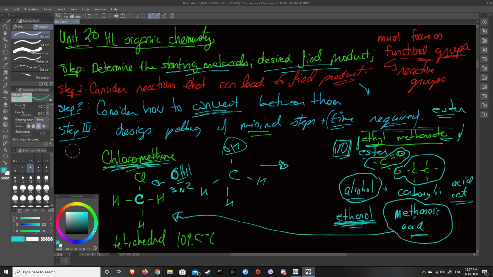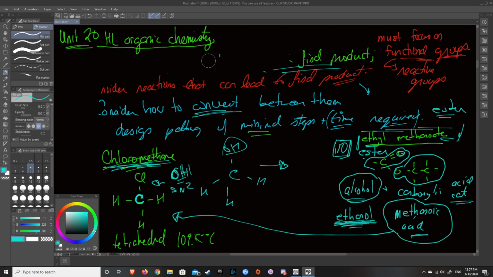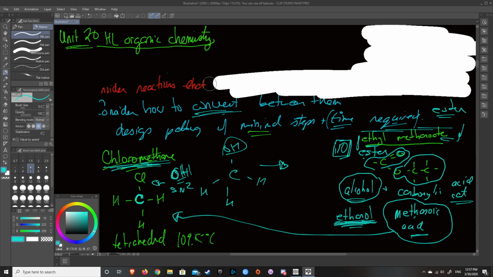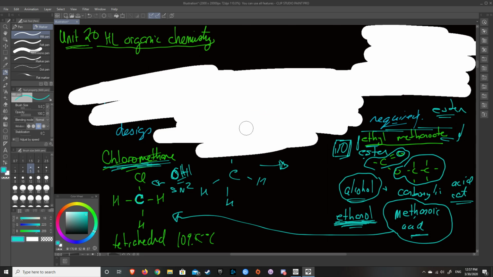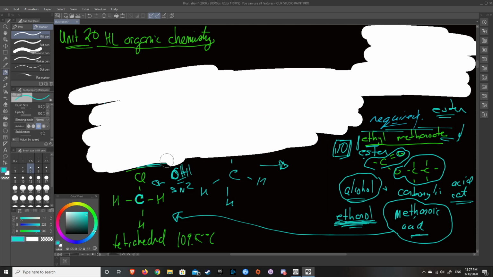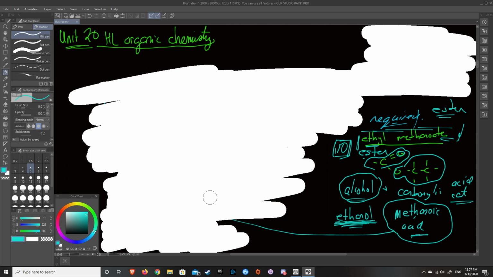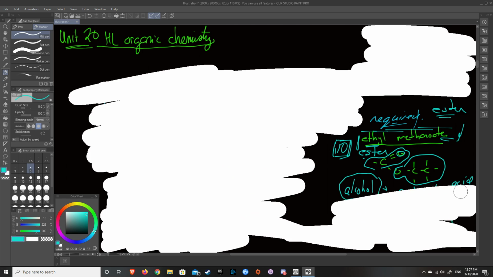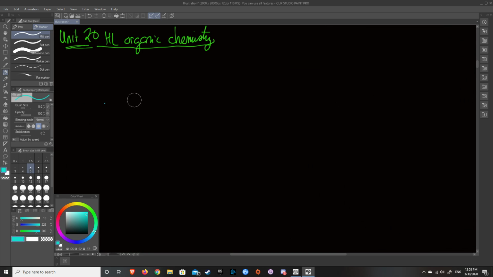steps. So let me erase all of these steps. Hopefully you've got that written down already. If not, you can of course pause the video and write it down. And then let's work through these pathways, what is going to be expected of you for synthetic routes. Like I said, if you don't have a good understanding of Unit 10, then you need to really go back through Unit 10. I'm just going to erase all of this, and then we can work through the steps.